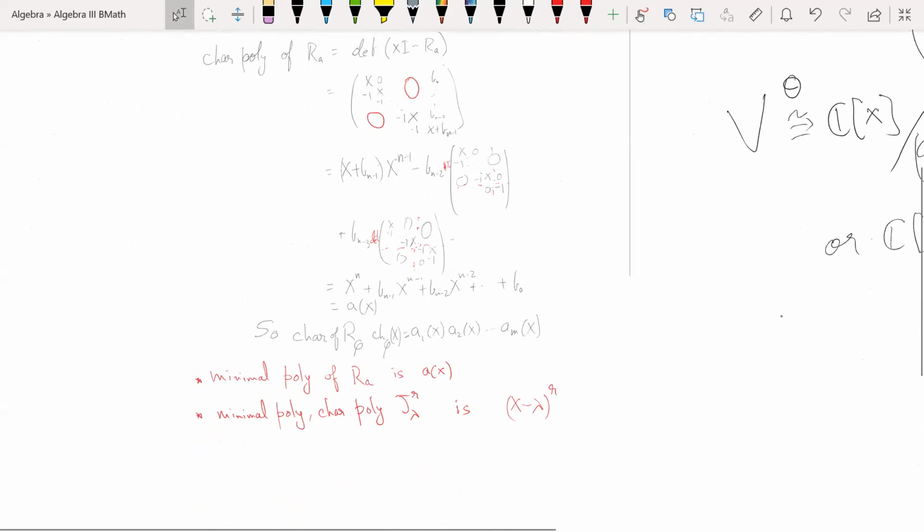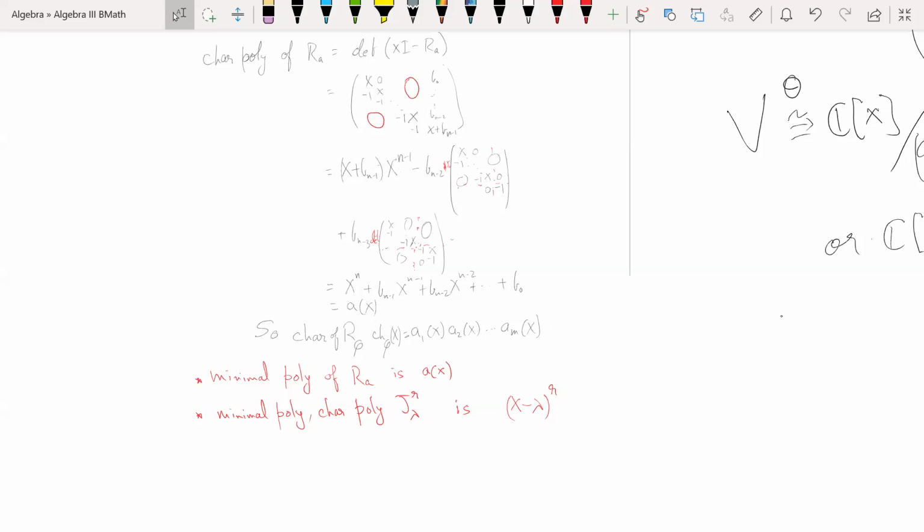And then you can use the definition of minimal polynomial. The minimal polynomial has to be a factor of (x minus lambda)^r. And you can see that (x minus lambda)^(r minus 1) is not going to be the minimal polynomial. That is, if you plug in J_lambda of size r here, then you won't get 0.